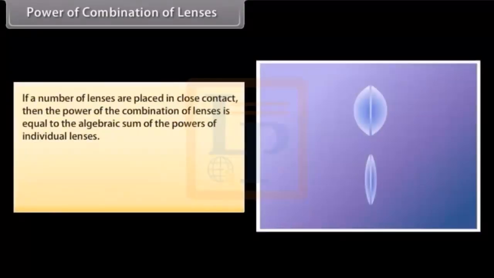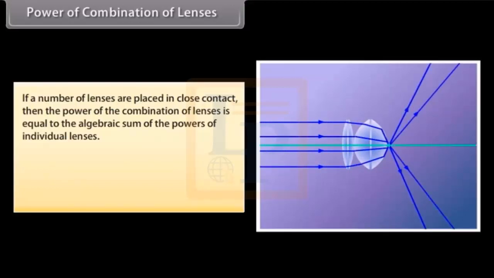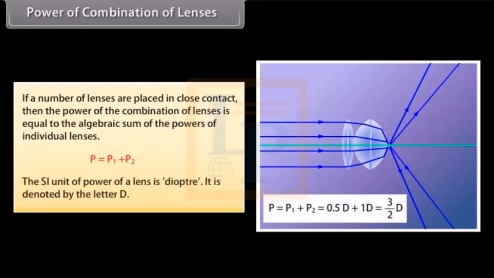Power of combination of lenses. If a number of lenses are placed in close contact, then the power of the combination of lenses is equal to the algebraic sum of the powers of individual lenses. P = P1 + P2. The SI unit of power of a lens is the diopter. It is denoted by the letter D.